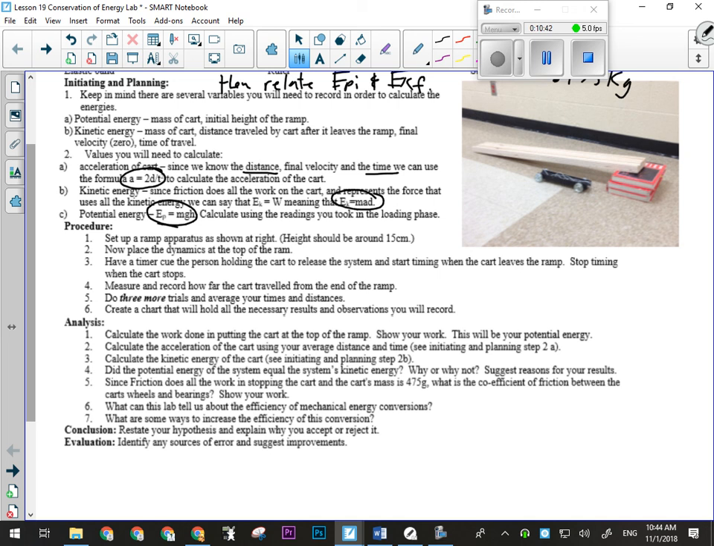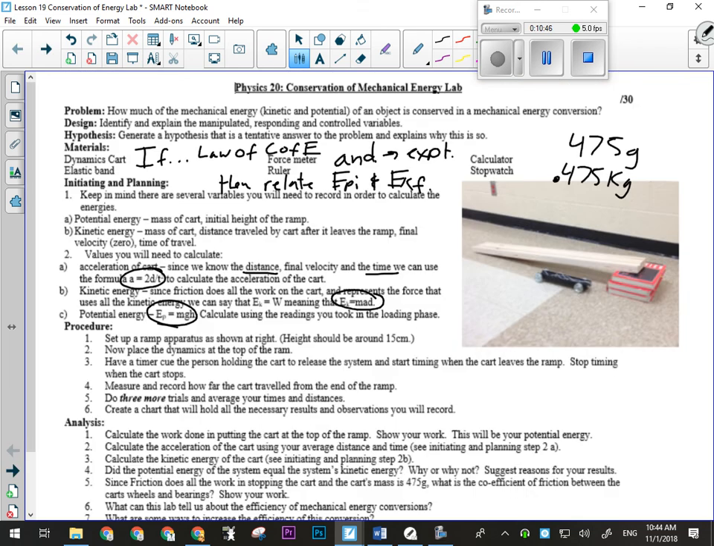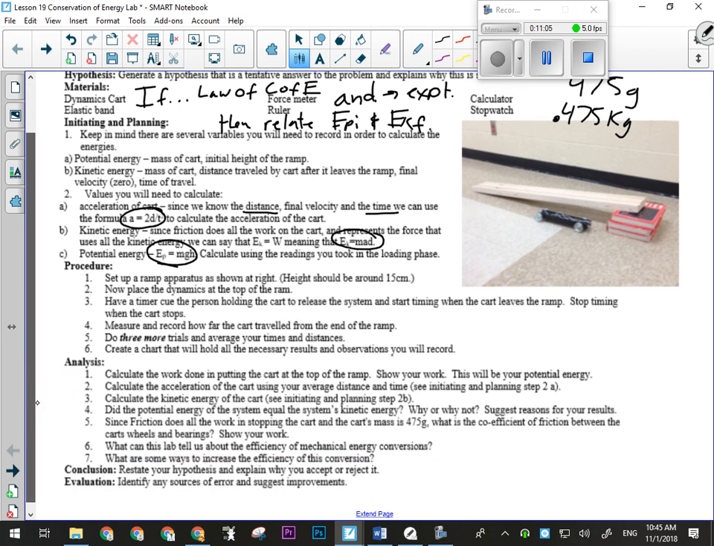Then you're moving into the analysis, and you are filling in the data chart, which I don't have there. You'll fill in the data chart by calculating potential energy. You only have to calculate that once, because it's the same each time. You will have to calculate the kinetic energies each time because the distance of travel will probably be slightly different each time, and then answer the rest of the analysis questions down below here.